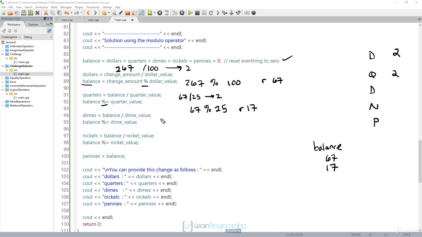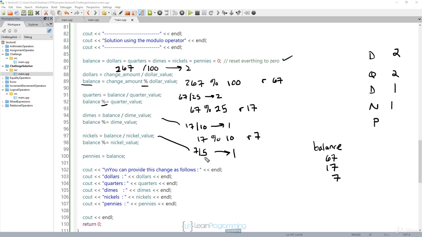Our balance is now 17 divided by 10 cents per dime gives us 1 dime. And then we do the same modulo operator. So we're going to have 17 mod 10 gives us 1 with a remainder of 7. That's really what we care about, is the remainder in this case. How many nickels? 7 divided by 5 cents per nickel. It gives us 1 nickel.